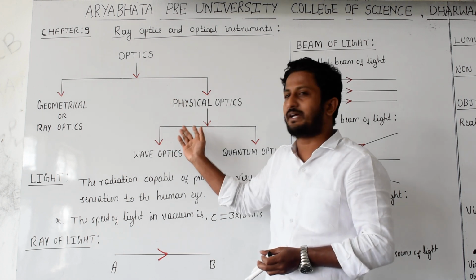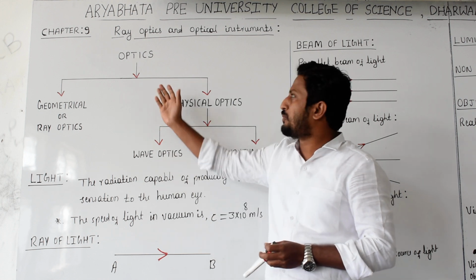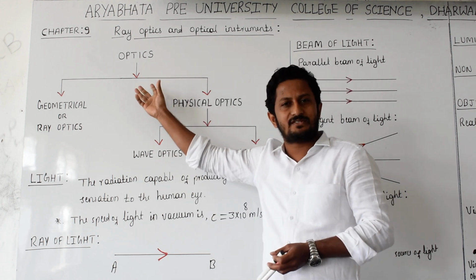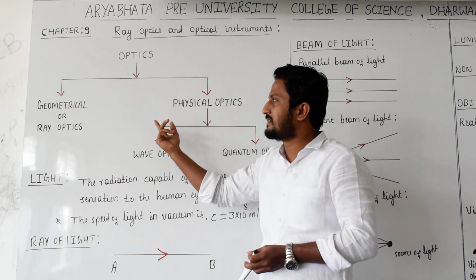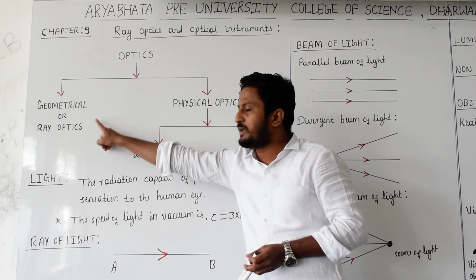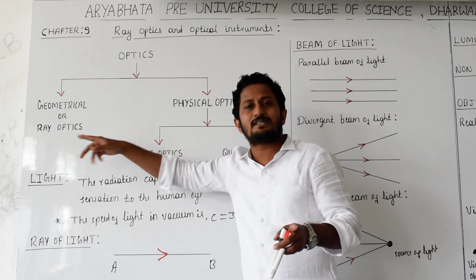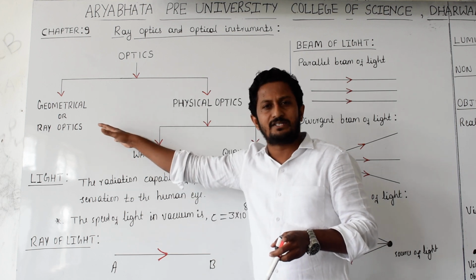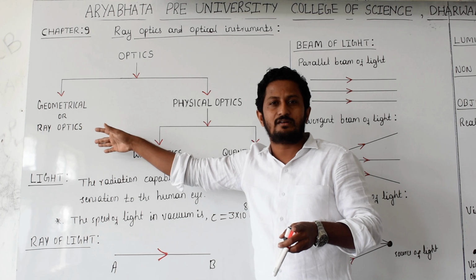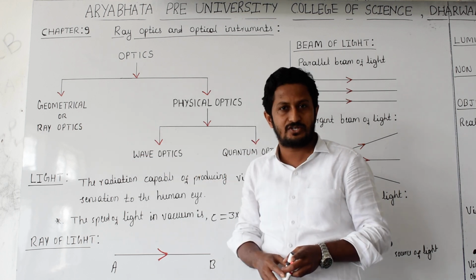Here I have drawn that with some representation. Optics is a branch of physics which is divided into two sub-branches, one as geometrical or ray optics. Why is it called ray optics? Because in that chapter we are going to study the ray concept of light.